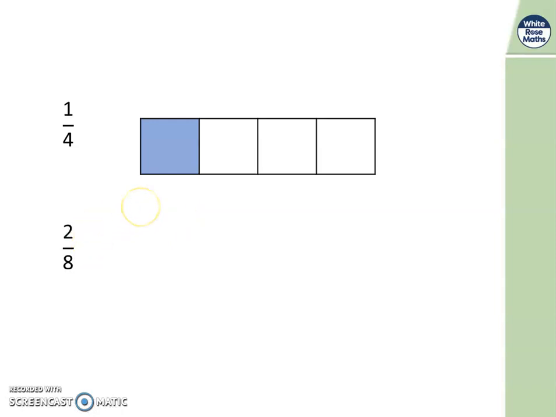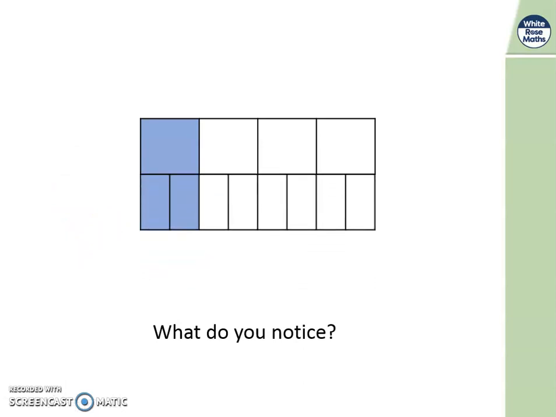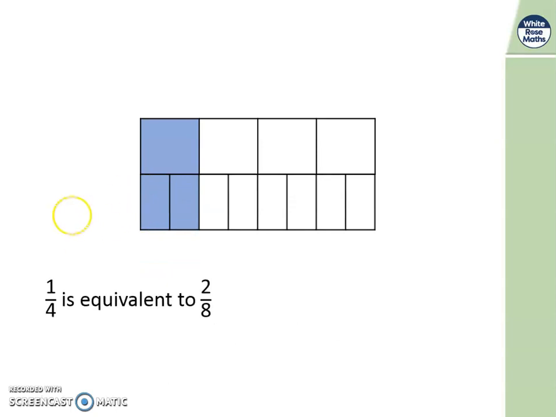Let's have a look at 2/8. Now, for this purpose, my bar must be the same length. I cannot make it so that I colour in 8 squares and it ends up longer. So my bar must be exactly the same length, and I split this bar then into 8 pieces. I shade in how many? 2, like this. So if I'm going to compare 1/4 and 2/8, what do you notice? Let's slide it up to compare. You should see that 1/4 is equivalent to 2/8.